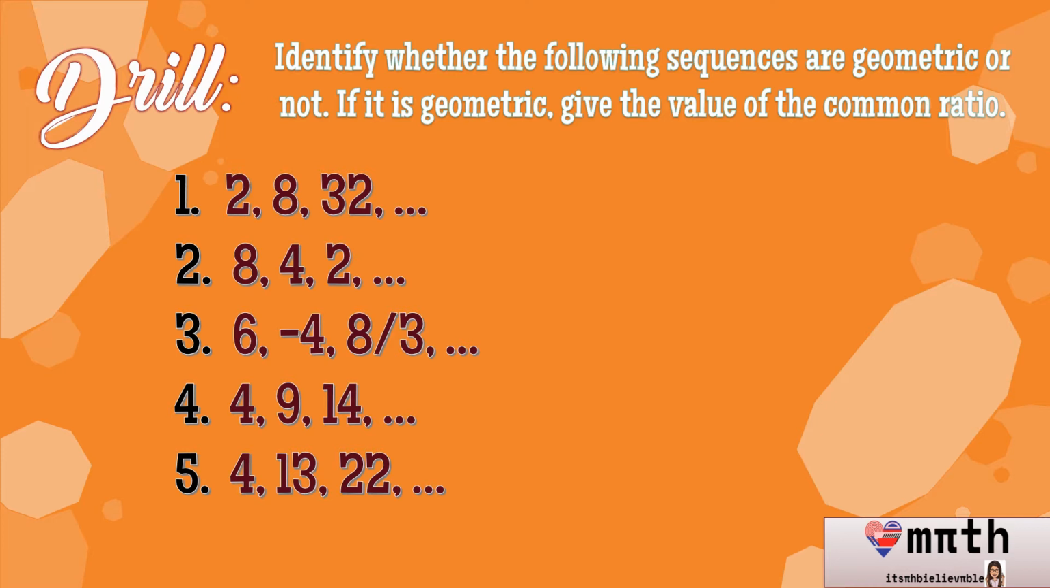For number 1, as we can see, let us try to get if there is a common ratio. 8 divided by 2, that is 4. And 32 divided by 8, which is also 4. Since we have a common ratio, which is 4, then we can say that this is a geometric sequence.